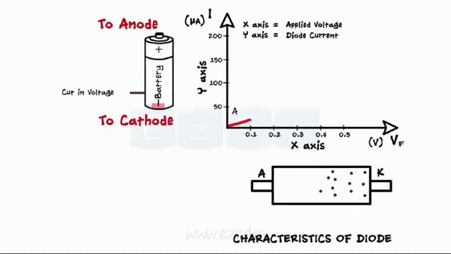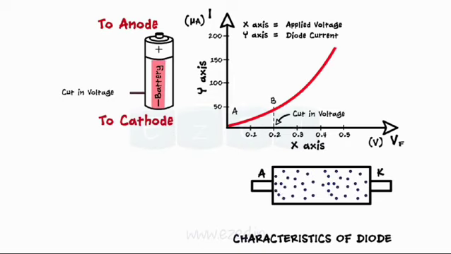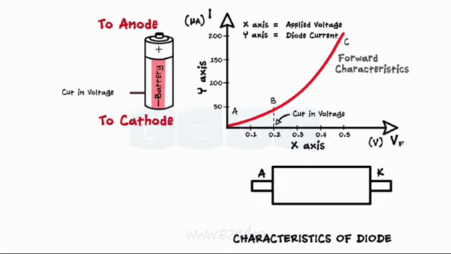When the diode is operated in forward bias mode, current flowing through the diode between A and B remains at a low level. But as soon as the external voltage crosses the junction potential value, or cut-in voltage, the current rises from point B to point C. This graph is called the forward characteristics of a diode.